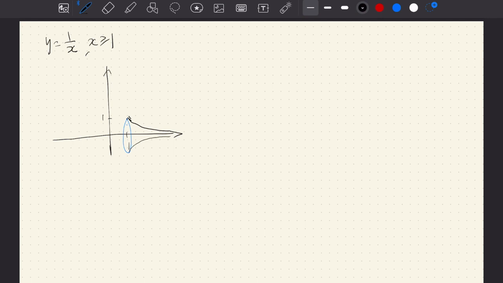Okay, so this is called Gabriel's horn because it is shaped like a horn. And we want to find the volume of this solid of revolution, which is pi.